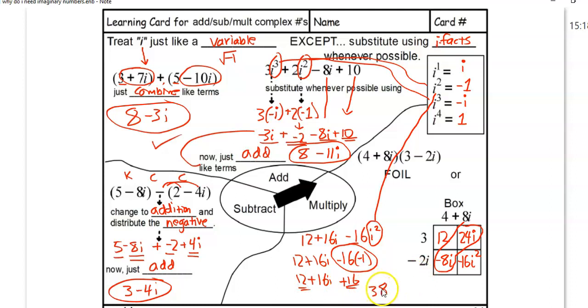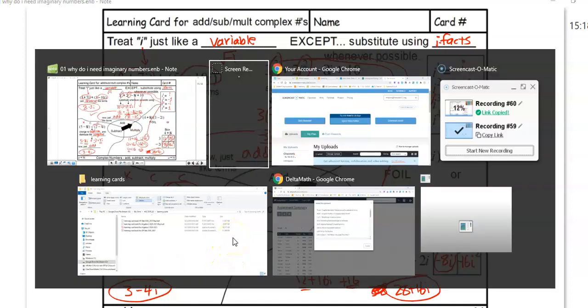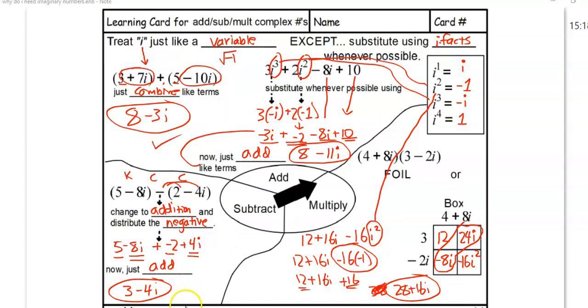No, it's not. Silly me. 28, that's better. 28 plus 16i. And I do put it in that standard form. That's it. That is multiplying. So give it a try on some of the practice problems that you have.